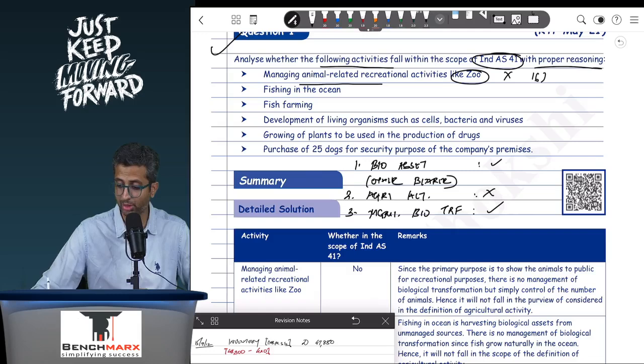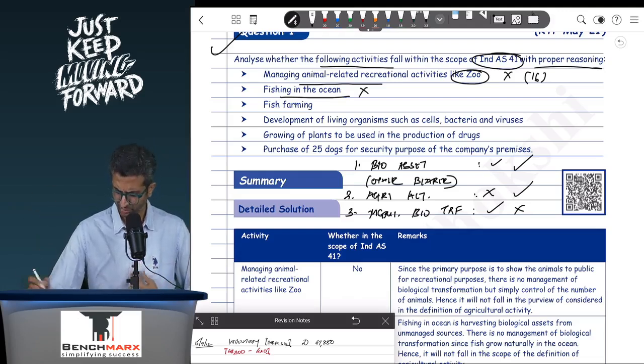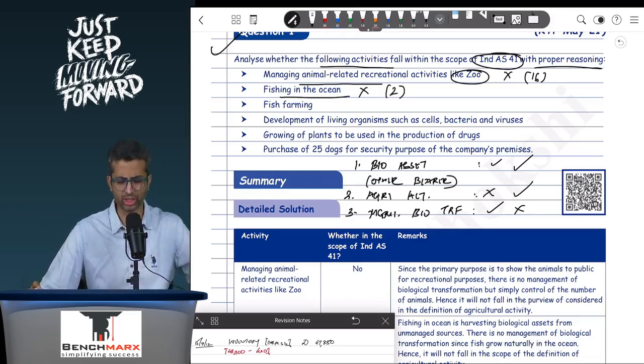Instead, probably we look at something like Ind AS 16 here. Fishing in the ocean: there may be a living asset like a fish. Maybe you're holding it for sale, but you're not managing the biological transformation. Here you're directly harvesting, and hence this will not be covered under Ind AS 41. Probably this will directly go under Ind AS 2 as inventory when you fish it.